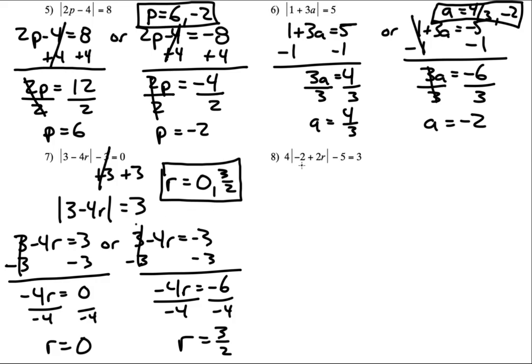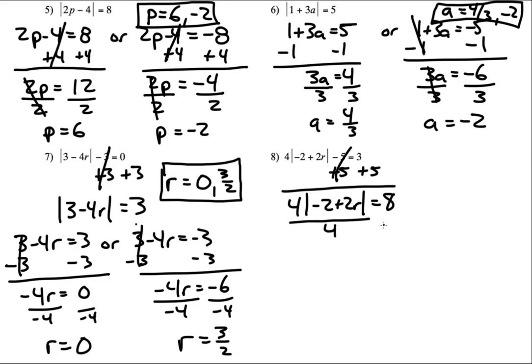Our final problem, once again, I'm just trying to isolate this piece right here. So to do that, I'm first going to add 5 to both sides to cancel this part. So when I do that, I'm left with 4 times the absolute value of negative 2 plus 2r equals 8. If I divide this whole thing by 4, I'm going to be left with the absolute value of negative 2 plus 2r equals 8 over 4, which is 2. So what that means is that I'm going to have two equations here. I'm going to run out of space, but we can make this work.